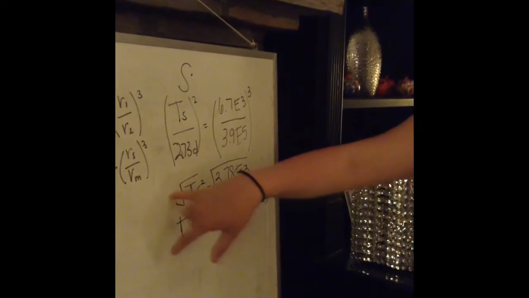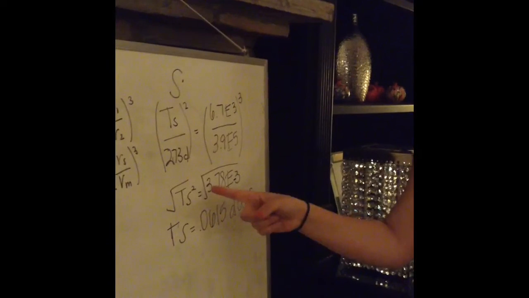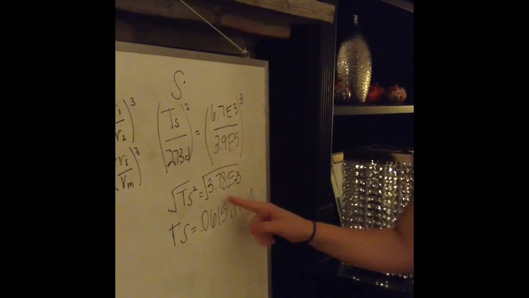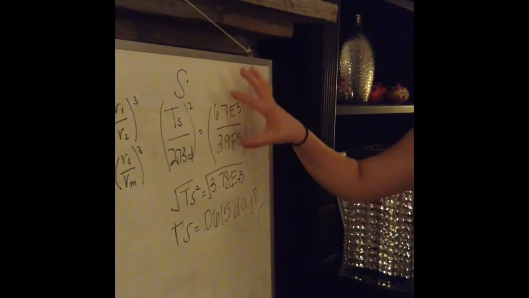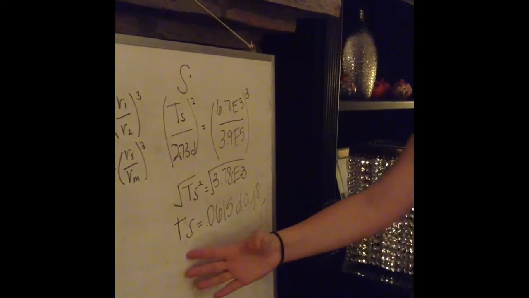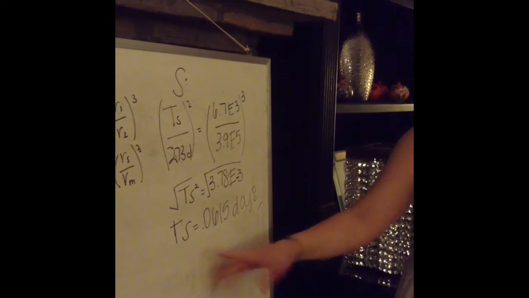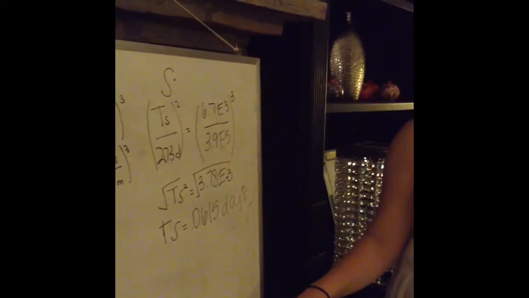The square root of TS squared, that's going to get rid of that square. And then we're going to square root this right here, which we got from this portion of our equation. So that means our period of the satellite is 0.061 day.